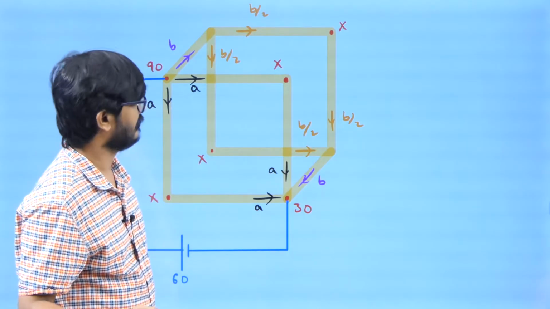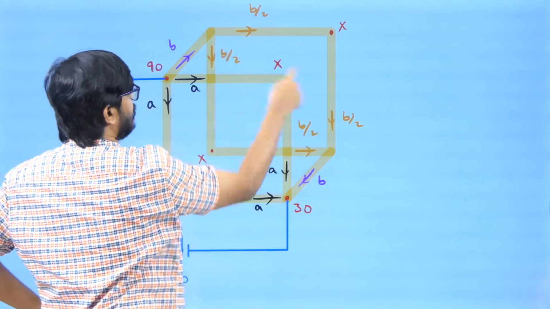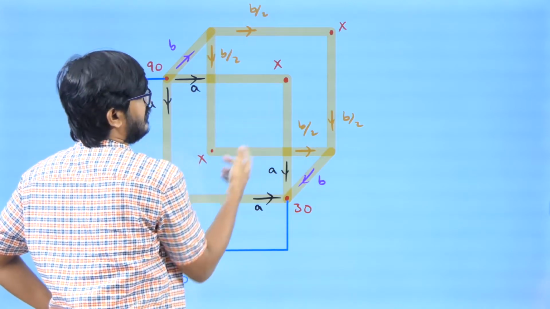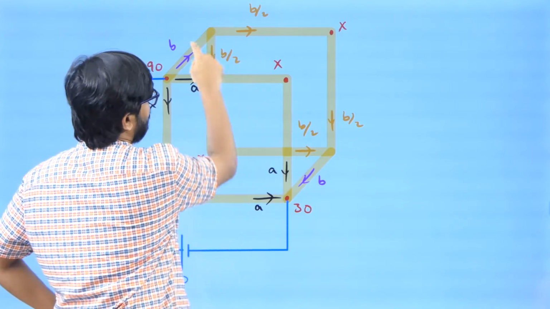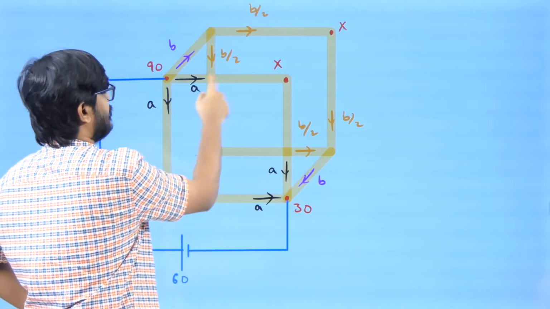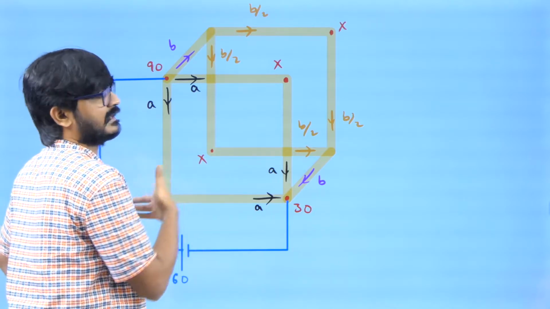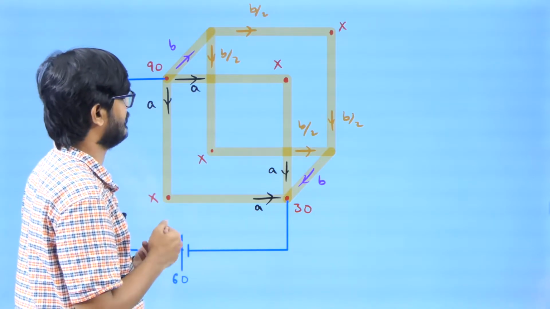Then it looks like this. Then you can see easily, these two are in series, so 2R, and 2R in parallel gives R. Then R and R in series, so you will be getting 3R. Now this is 2R and 2R, so you will be getting R. 3R and R in parallel, 3R by 4 you will be getting, right?